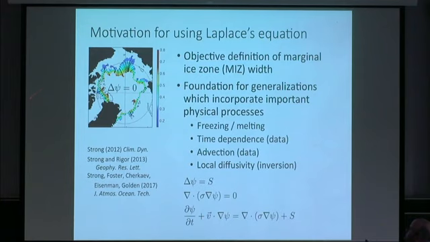So in addition to providing a means for measuring the width of non-convex regions, Laplace's equation also is a gateway into some natural generalizations by which we can think about processes not in Laplace's equation, such as freezing and melting, time dependence, which we can diagnose because we have 40 years of daily data, advection, which we can study because we have velocity fields to go with the 40 years of daily concentrations, and potentially also local diffusivity if we consider an inversion problem. So to illustrate what I mean, I have a few equations here.